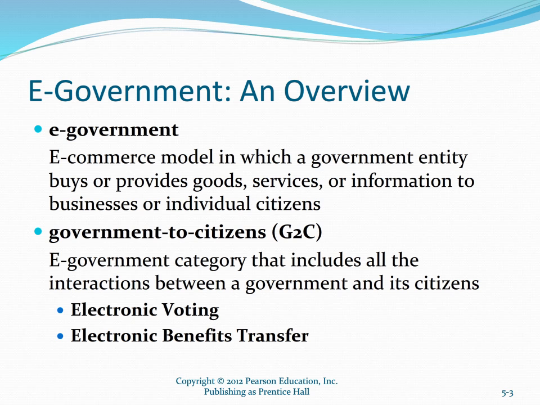Perhaps a specific example of e-government put to use is government to citizens, G2C, an e-government category that includes all the interactions between government and its citizens and provides things like electronic voting and electronic benefits transfer. In many cases, you can log in and pay traffic fines, you can pay your utility bills, you can vote on various issues and things like that.